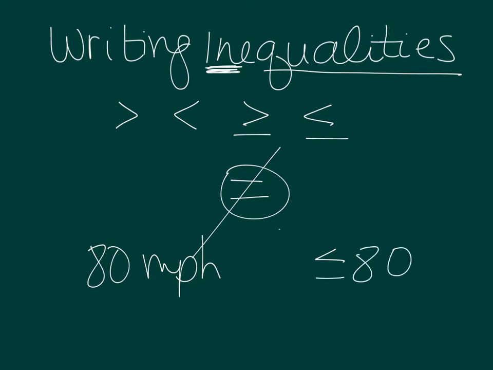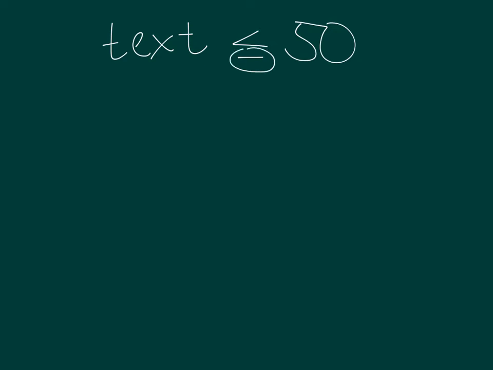Okay? You also see it, for example, in text messages. Your parents say, you can only text message 50 or less because that's how much our bill covers. You can't text message more than 50. You could text message 50, you could text message 49, 48, but you cannot text message 51 or else you're in big trouble. Mommy and daddy are not happy. Alright, so things like that use inequalities.